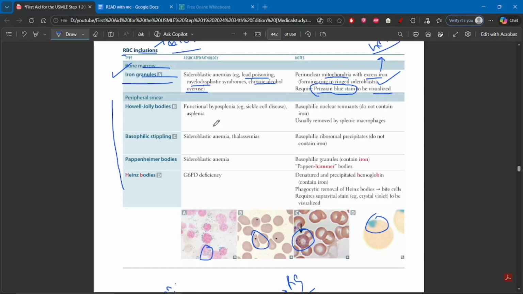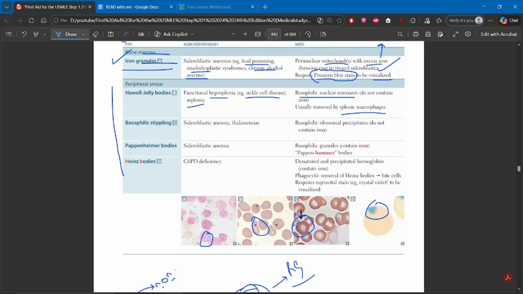Howell Jolly bodies basically occur in functional hyposplenia, so sickle cell disease, or they can occur in asplenia. Somebody has a traumatic injury and they have undergone a splenectomy. The spleen is out. They will also have Howell Jolly bodies. So basically they are basophilic nuclear remnants. They are usually removed by the splenic macrophages, but since the spleen is not present, they persist in the blood. You can see these are Howell Jolly bodies.